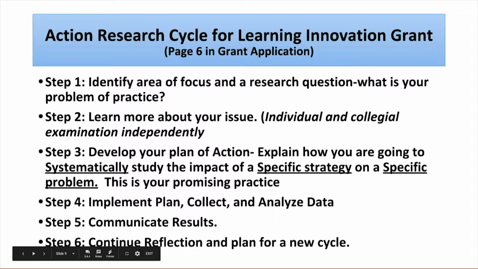Okay, the Action Research Cycle for Learning Innovation Grant. It's on page 6 in your grant application. This is where you will identify your problem of practice. You will learn more about your issue. You'll do some research. You can research on your own, you can research with your partners there at work, you can do it independently, you can do it with other folks. But there's all kinds of research out there to help you to look and find things that would work for your problem of practice.